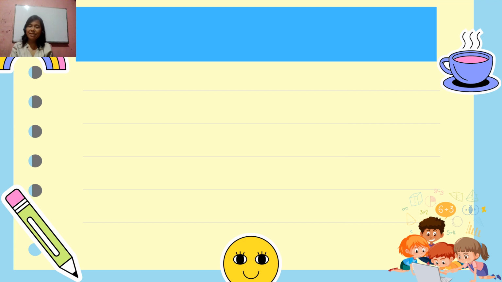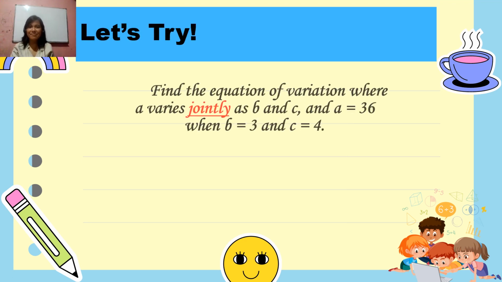Alright, so before anything else, we will have a quick overview of what joint variation is first. So when we speak about joint variation, from the word joint, it looks like a direct variation which consists of more than two quantities. Alright, so let's try this.